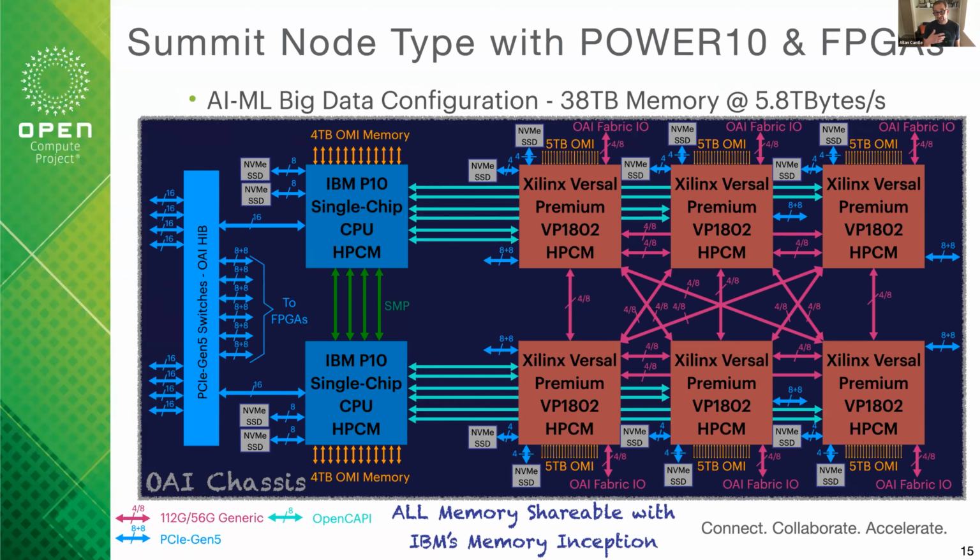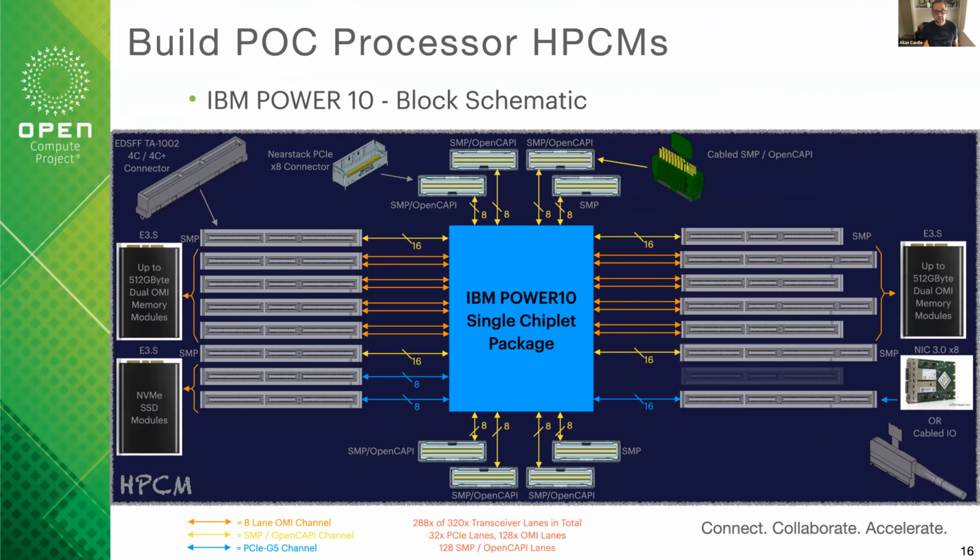So we've got up to 38 terabytes. This is where it's different. It's the same architecture, but it's much more memory, and it can go at 5.8 terabytes per second. So this is of interest to the AI community.